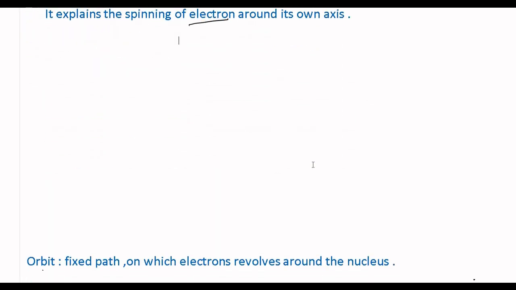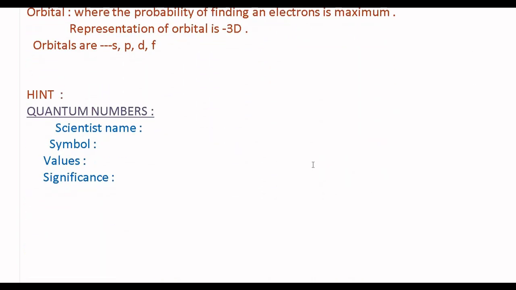Is it clear? While writing these quantum numbers, there is a hint on how to write them. For each quantum number, first you should write the scientist name, symbol, value, what is the value of this quantum number, and then significance. You should finish each quantum number in these 4 subheadings. Heading the quantum number, who proposed the quantum number, what is the symbol for that quantum number, what are the values for that quantum number, and what is the significance finally.